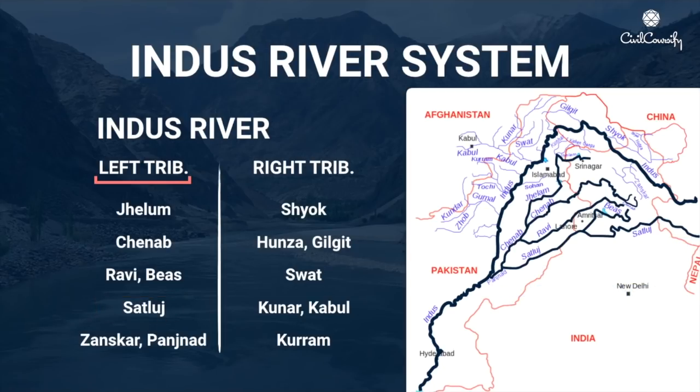Now there are also two other minor rivers in the left-hand tributaries of the Indus river system, which are Zanskar and Panjnath. Also, an important point to note here is that the river Indus as well as the river Satluj are antecedent rivers.